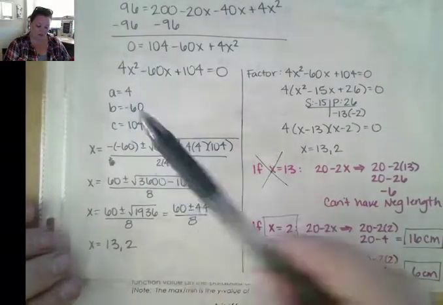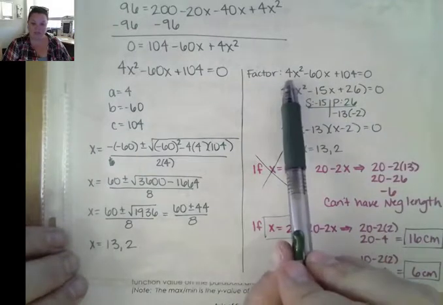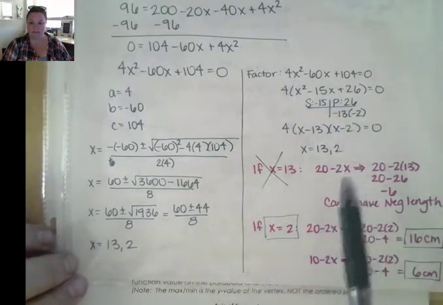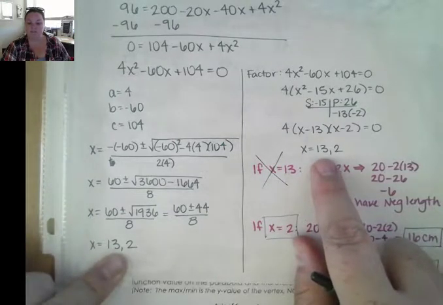So if you did quadratic formula, you can check yourself here. If you factored it, you can take out a 4 and then do sum product. Either way, you get the same two answers. So the two answers that we get is 13 or 2.